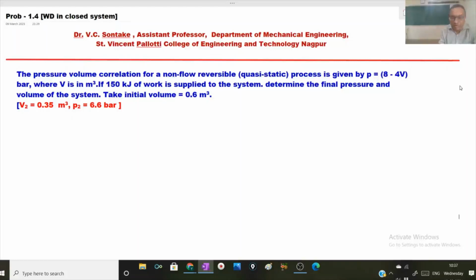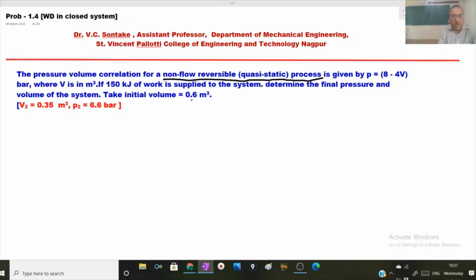Problem 1.4, and it is based on work done in a closed system. The problem statement goes like this: the pressure-volume correlation for a non-flow reversible or quasi-static process, mind well this word, is given by P equals 8 minus 4V bar, where capital V is in meter cube. If 150 kilojoule of work is supplied to the system, determine the final pressure and volume of the system.